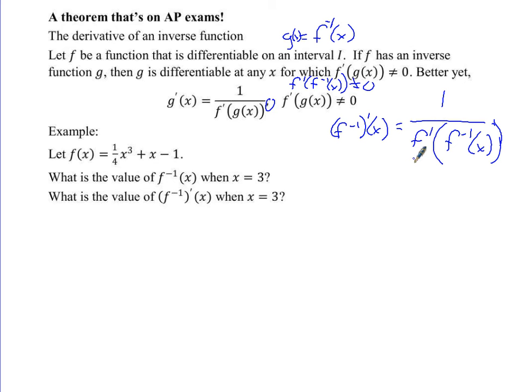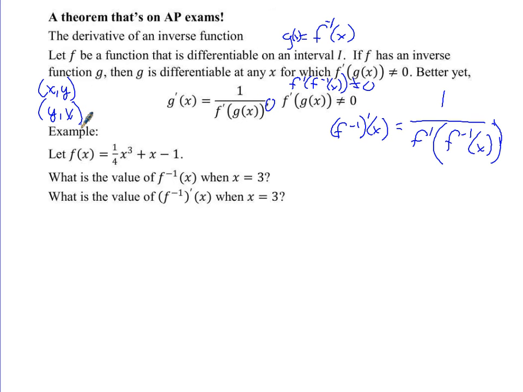Okay? So that's all this theorem is saying, is that the slope of the original is the reciprocal of the slope of the inverse composed within the original here. Okay? That's it. So I don't know if I said that quite right, but that's all that's going on here. That's what that theorem says. So if you keep that thought in mind, hopefully you'll be able to do this a little bit easier.